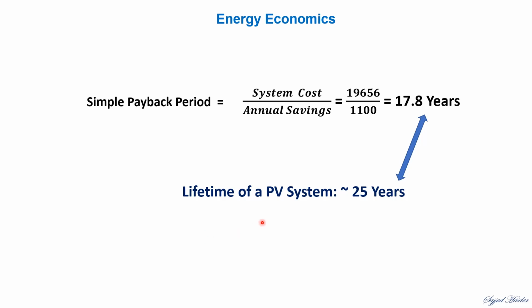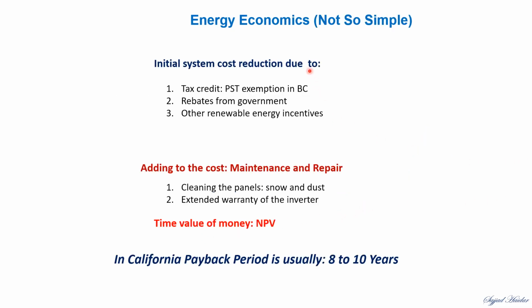Usually the lifetime of a photovoltaic system is 25 years. But energy economics is not so simple. There is initial cost reduction due to tax credits, rebates from government, and other renewable energy incentives, and there are some additions to the cost as well: maintenance and repair, cleaning the panels of snow and dust, and extended warranty of the inverter. So all these things should be considered. In California, the payback period is usually 8 to 10 years.